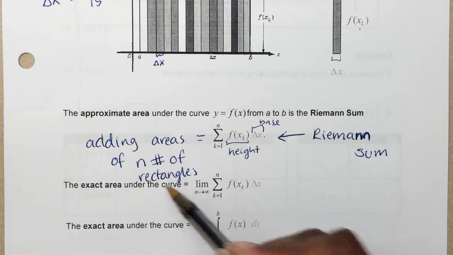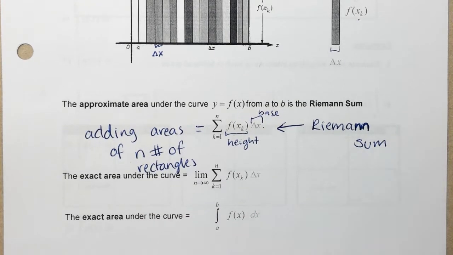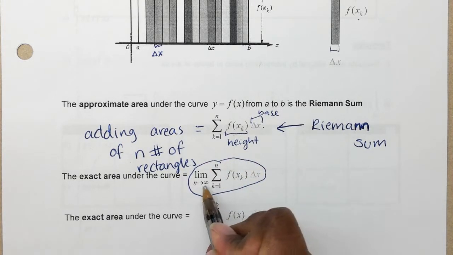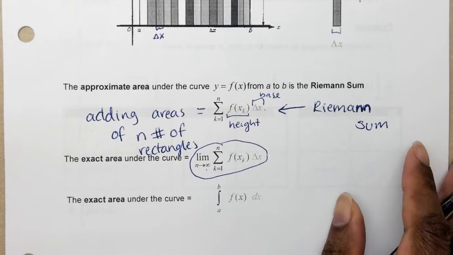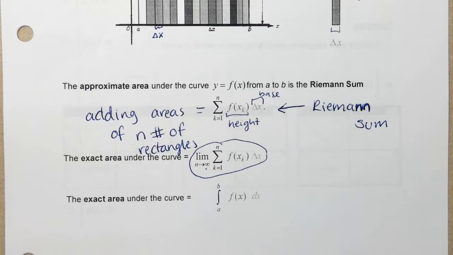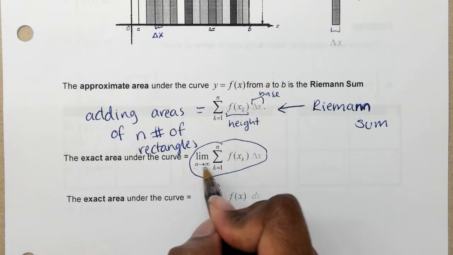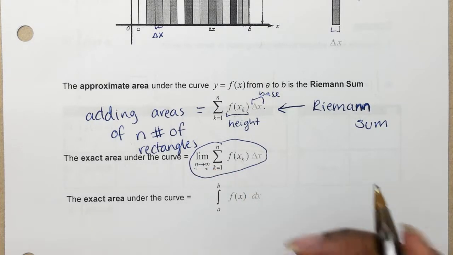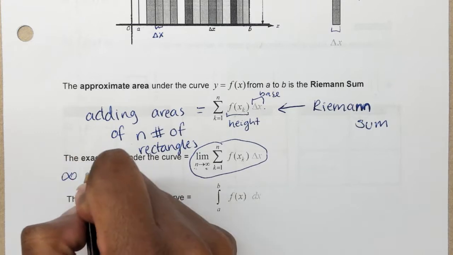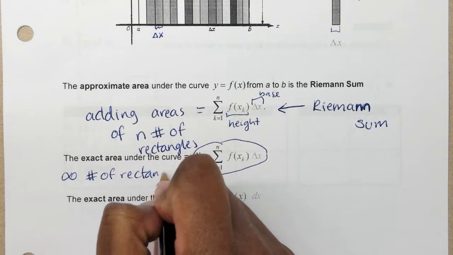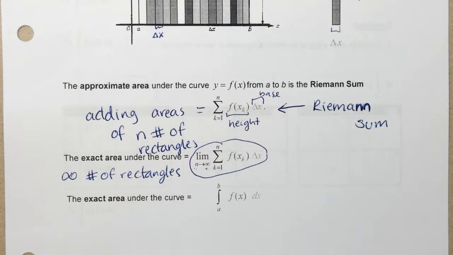Okay, so to find the exact area under a curve, we would take the limit of this sum as n approaches infinity. So remember, n is the number of rectangles. If the number of rectangles gets as big as infinity, right? So we have an infinite number of rectangles, then we'll have the actual area under the curve.